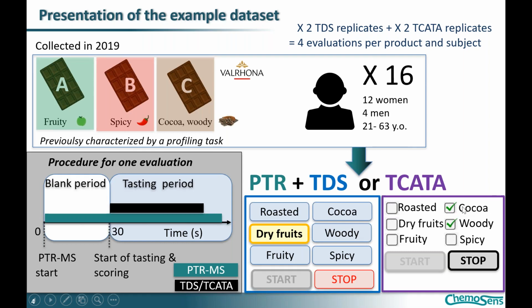I say that cocoa is not the only descriptor in my mouth. There is also a woody descriptor. I click on it. Then I can unclick woody if I don't feel it anymore. I can say cocoa again, and then I click on stop. So there are really 2 different methods which are alternatives to declare your sensations.